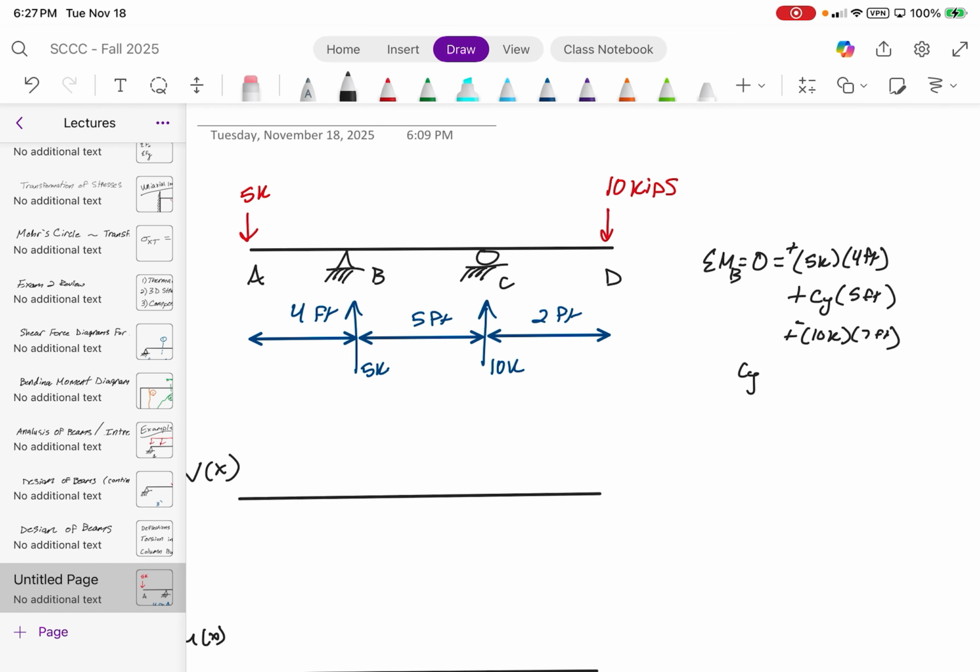So you solve for this. What do you get for CY? 10 kips. And so just by deduction, BY has to be 5 kips, just from the sum of the forces in Y.